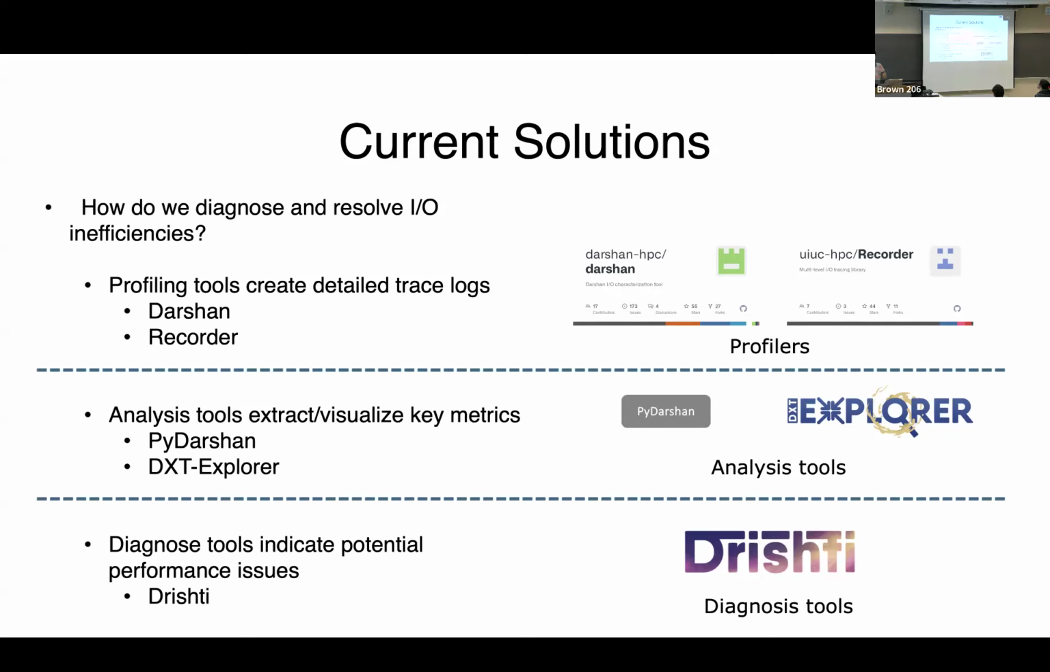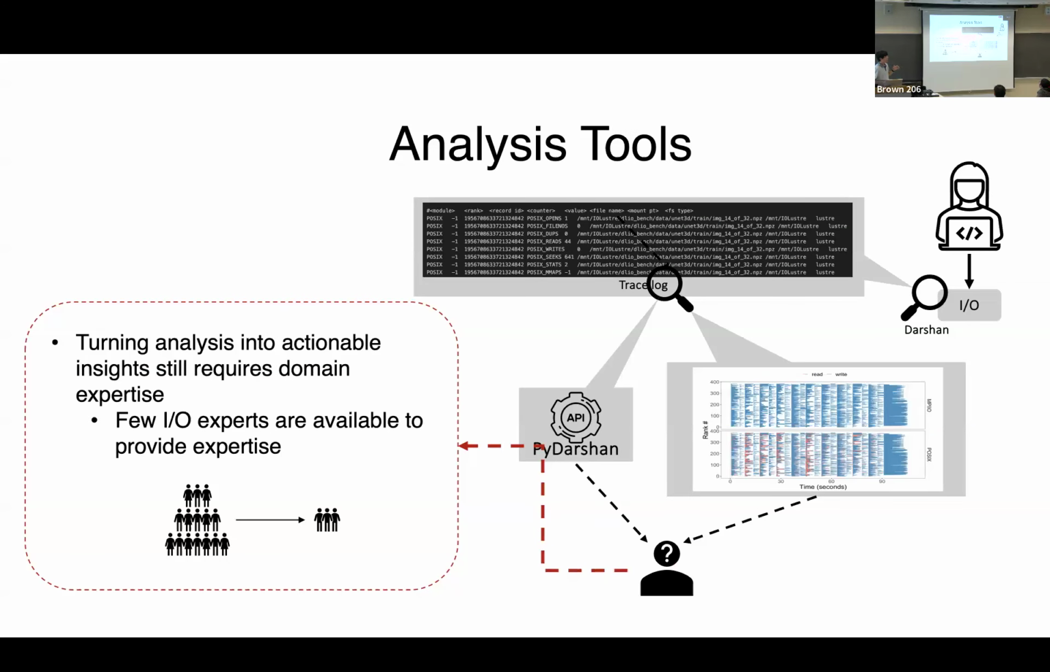So essentially you have three ways of doing so, right? You have to collect the trace, you have to open the trace and look at what's going on in it. You probably need to visualize it, probably need some data analysis tools to analyze it. You probably use Drishti to understand what's going on here. So that's what the current solution is. But all these things require a domain expert.